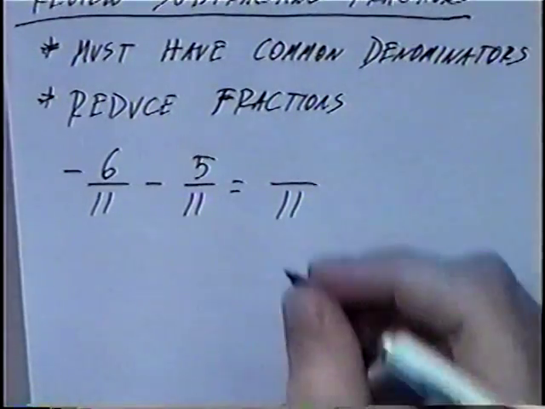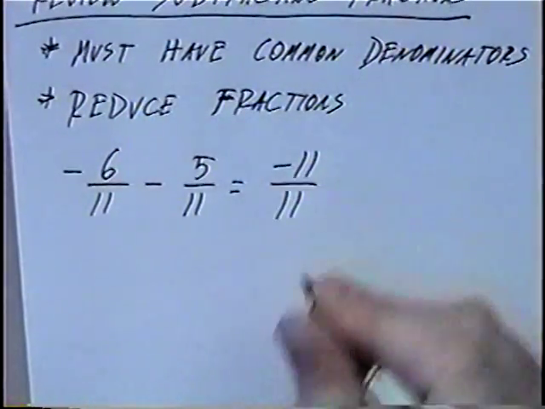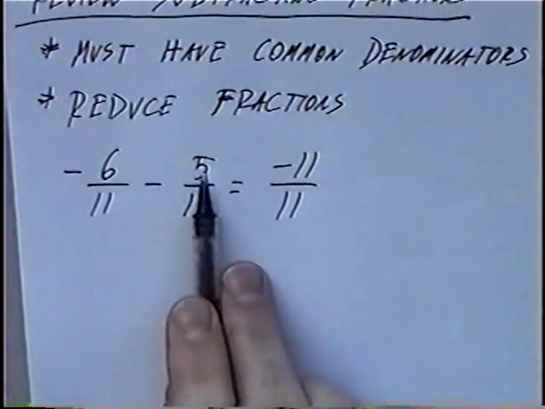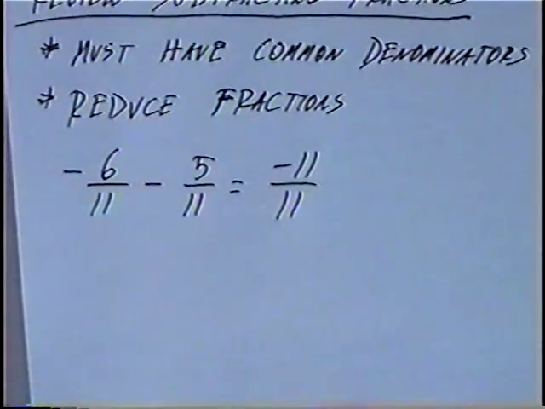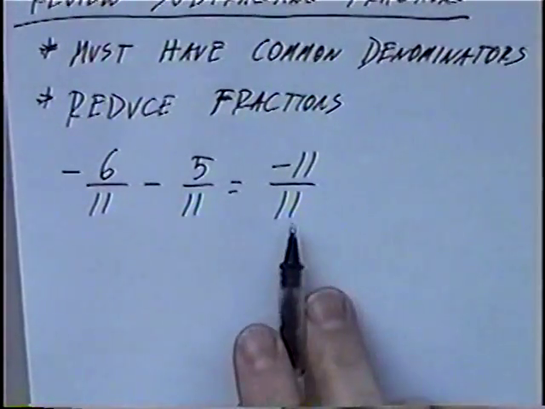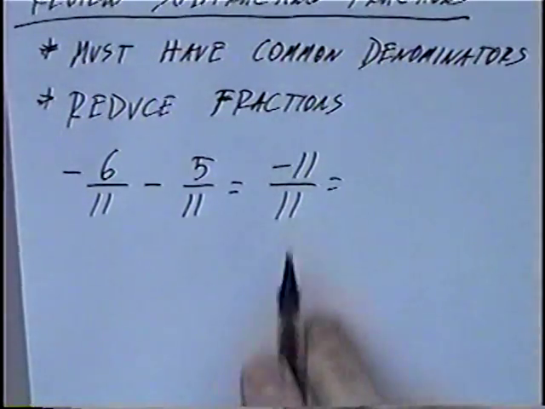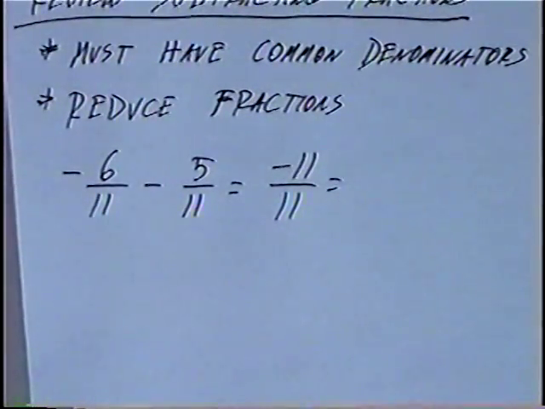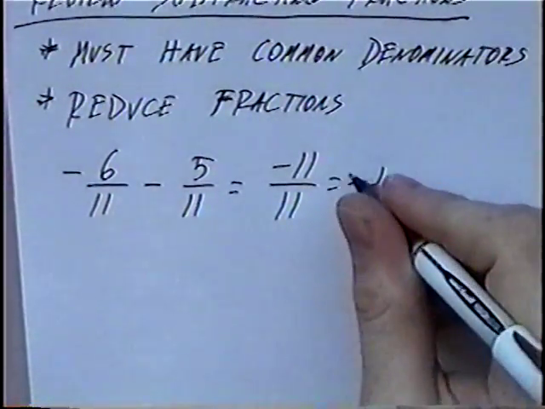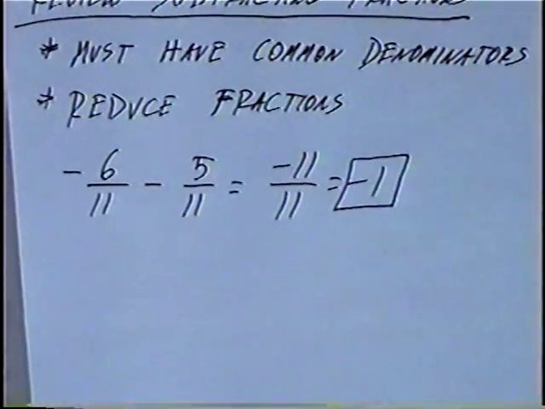Negative 6 minus 5 would be negative 11. Both the numbers will have a minus sign, so we'll add those and keep the negative. Reducing or dividing fractions, negative 11 divided by 11 would be negative 1. So our final answer, negative 1.